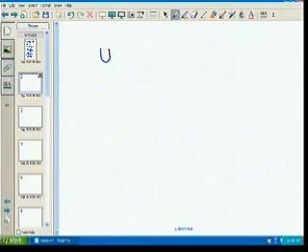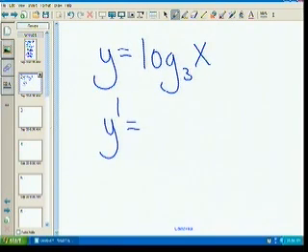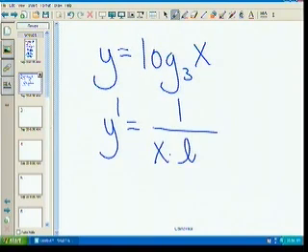So if we have a problem like y equals log to the base 3 of x, this is a pretty simple problem. And we want the slope of the tangent line basically anywhere in terms of x on this curve. It ought to be 1 over x times the natural log of 3.